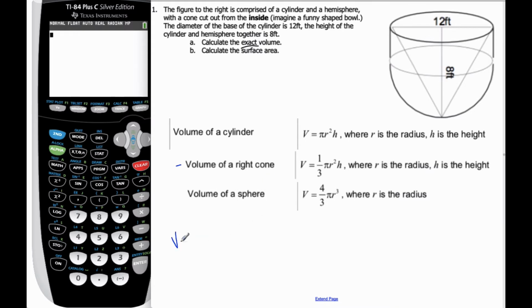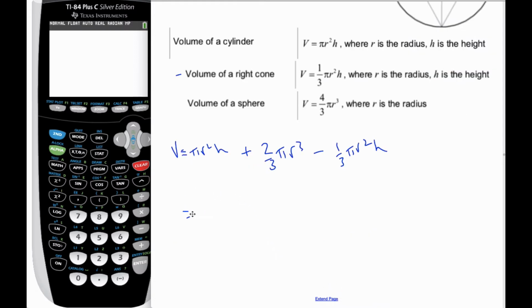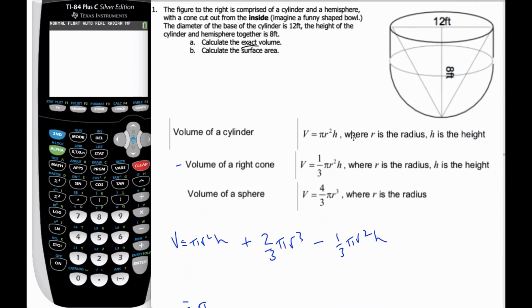So the total volume is going to end up being πr² from the cylinder, plus, not the entire sphere though, we want half of it. Half of 4/3 is 2/3 πr³, and then we're going to have to subtract this 1/3 πr²h. If we look at this figure now, we need to find the radius of the cylinder. The diameter, we're told, is 12, so the radius is 6.